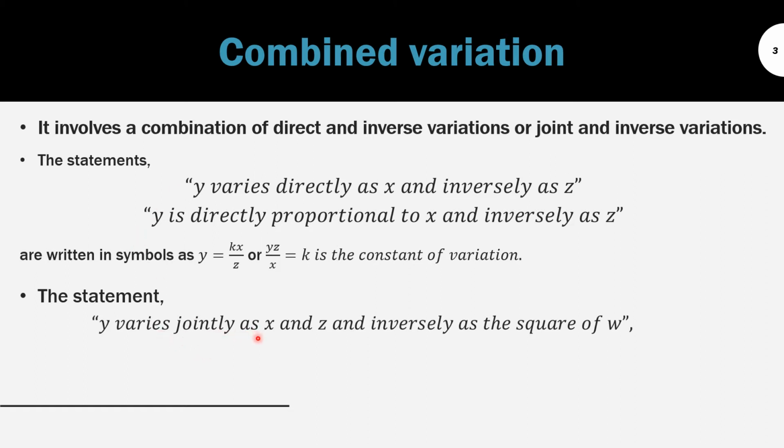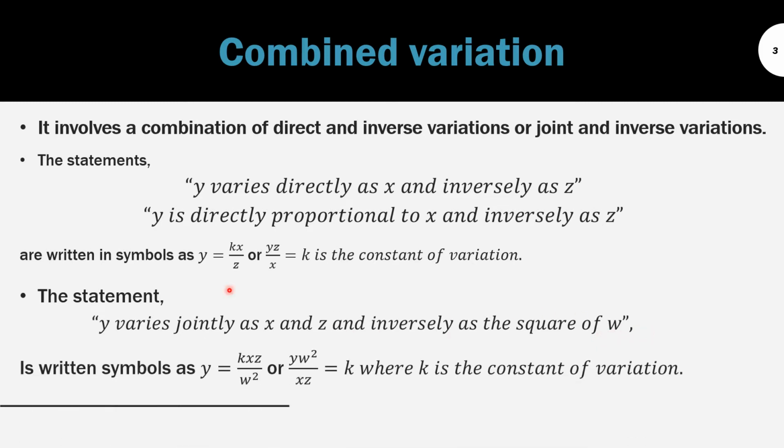Another statement that we encounter here is the next one. y varies jointly as x and z and inversely as the square of w. It is written in symbols as y is equal to k times x times z divided by w square. When we get the constant, we will have another formula, which is the derivation of the formula from the original. So y times w square divided by x times z is equal to k, where k is the constant of variation.